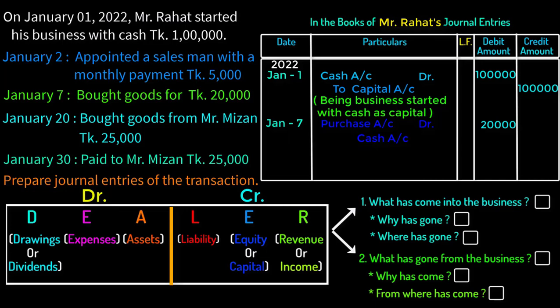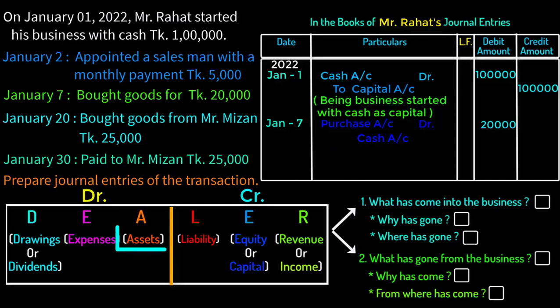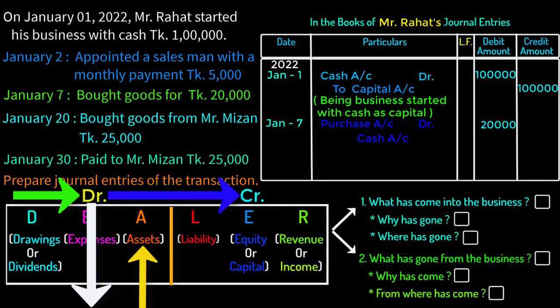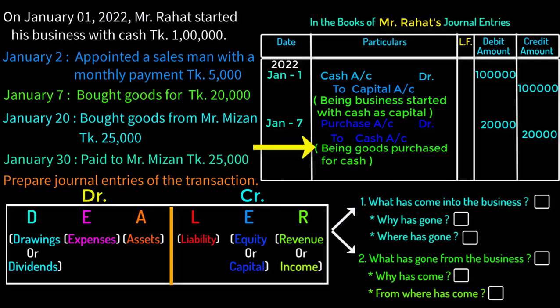Now find out whether the cash account is debit or credit. Cash is an asset item. For purchasing goods, cash is decreasing here. That means asset is decreasing here. As asset is a debit item, debit is decreasing here. If debit decreases, then it changes into credit. So you will have to credit this account. Therefore, write here to cash account with the amount of 20,000 taka. Okay. Write here the summary: being goods purchased for cash.